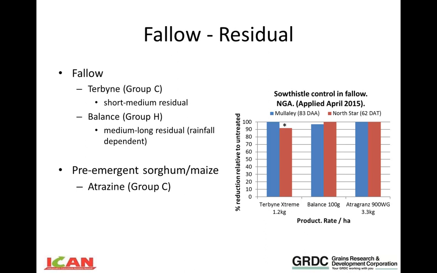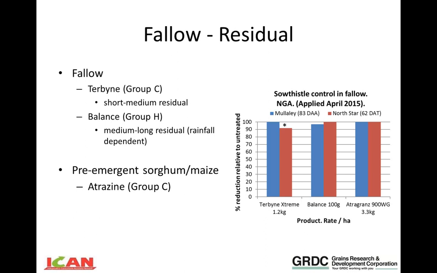The other site was at North Star, and 2 days after the application of herbicide, they had 35 mil of rain. So again, good incorporating rain for these herbicides. And the density of sowthistle at that site was much higher. So in the untreated, it was 8 plants per square metre.